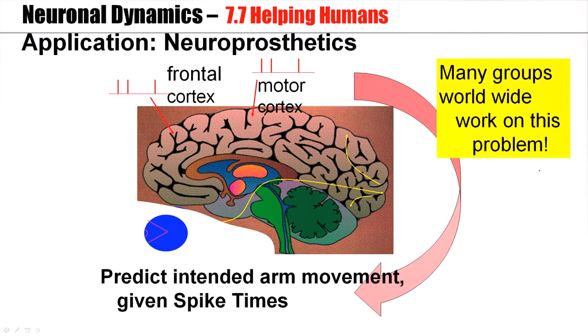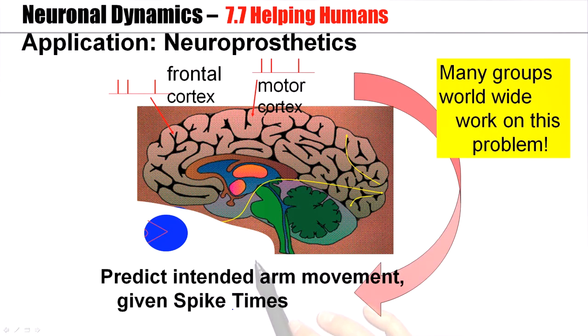Would it be possible to record from motor cortex or from frontal cortex, where plans for movements are made, and just by observing the spike times, predict the arm movement that the human intends to do next? If so, one could use this knowledge to drive motors of an arm prosthesis so that the arm moves in the intended direction.